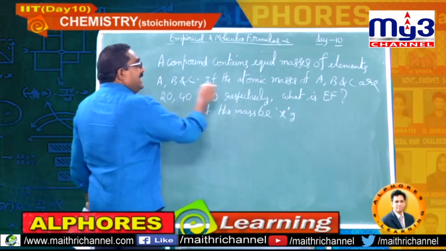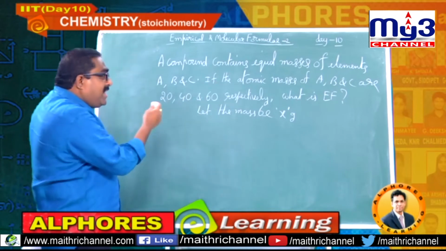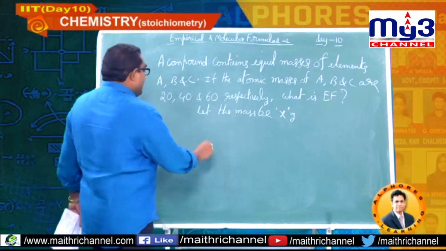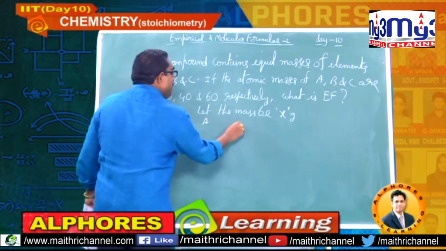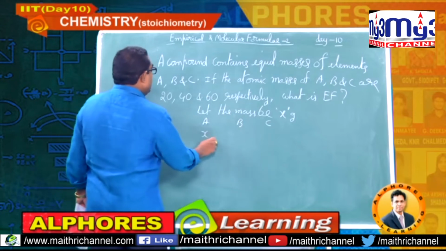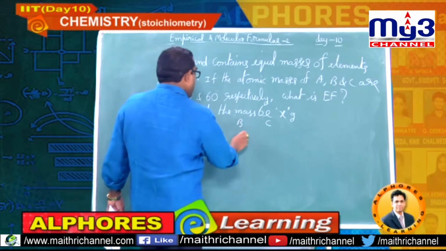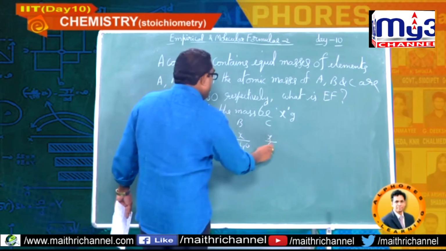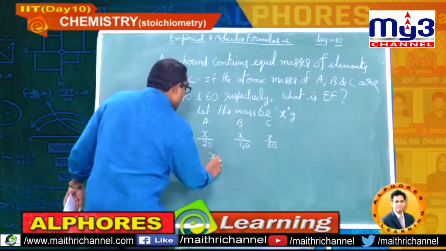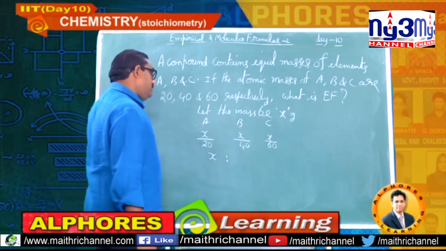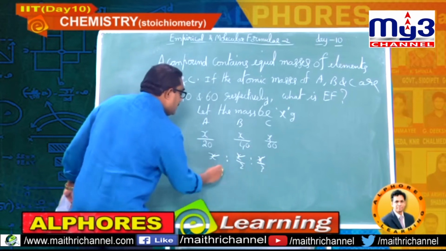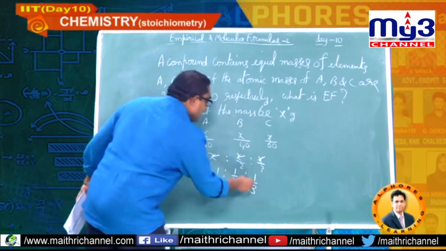Now, let us take the atomic ratio of these three elements in that compound. So, x for A, B and C, for the three elements I am writing, students, x by 20, x by 40, x by 60. Cancel out the common x. 1 by 2, 1 by 2, 1 by 3.